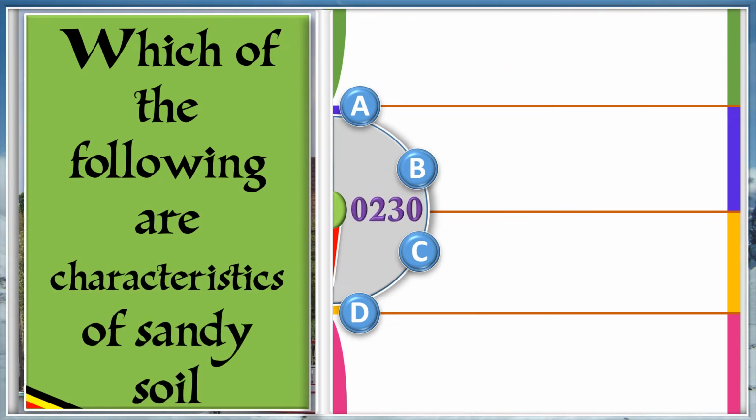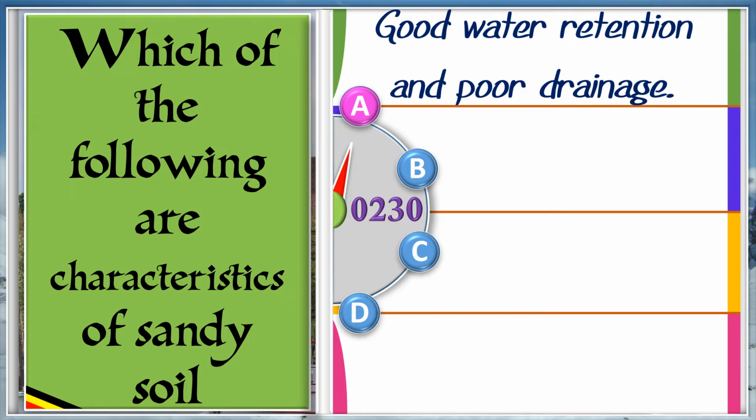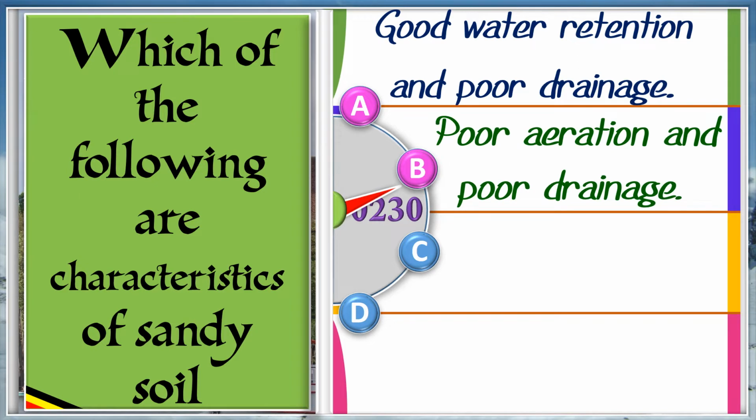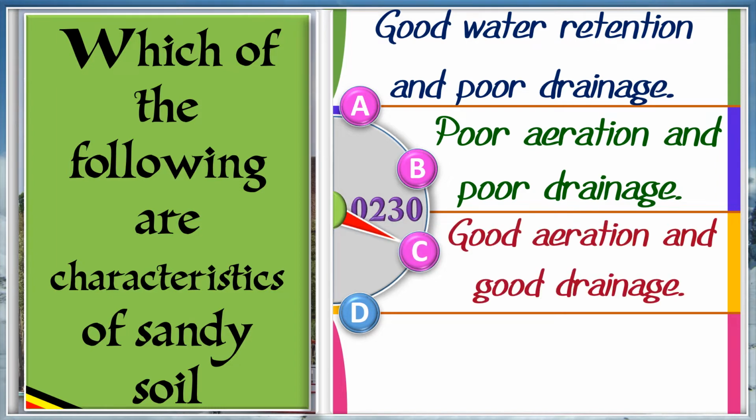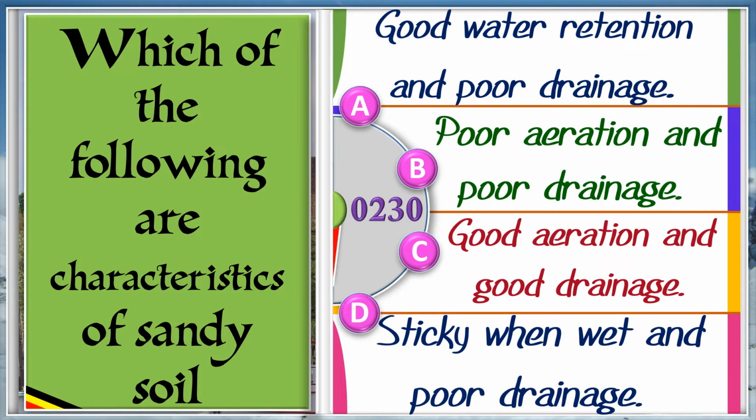Which of the following are characteristics of sandy soils? A. Good water retention and poor drainage. B. Poor aeration and poor drainage. C. Good aeration and good drainage. D. Sticky when wet and poor drainage. And the answer is C. Good aeration and good drainage.